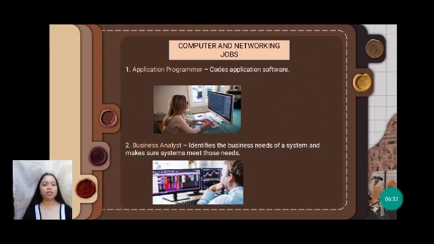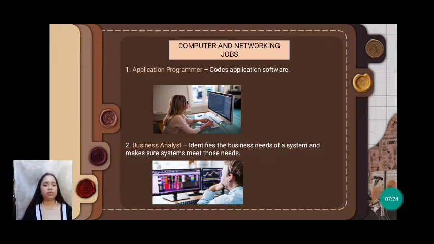So here we have the computer and networking jobs. Also guys, these jobs are perfect for us. After we graduate, these jobs are the jobs that are waiting for us. And right now, these jobs are in demand. So first, we have the application programmer.